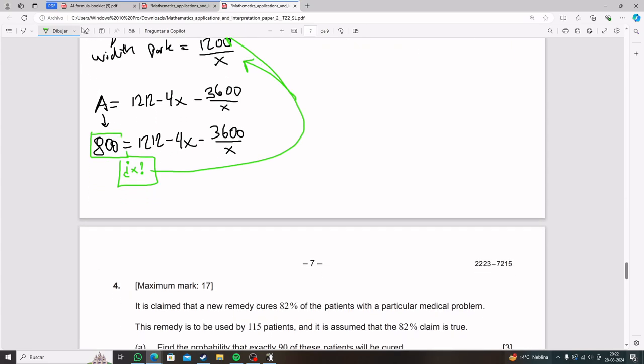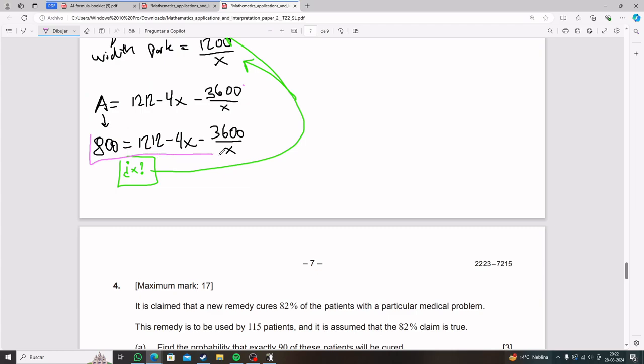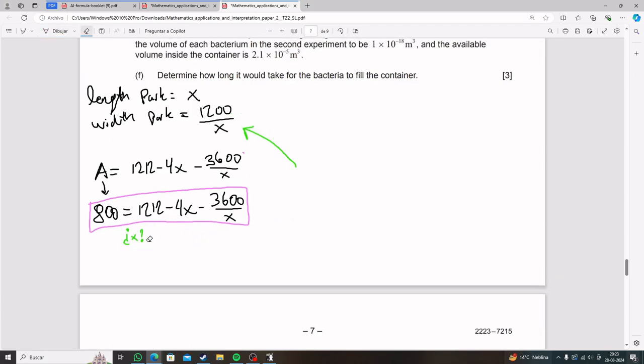So the big challenge right now is that you need to solve what I'm putting in pink right now. And so how the heck do you solve that? There's two main ways in which you can try to solve it. I'm going to show you both because I think it's important to have as many tools as possible.